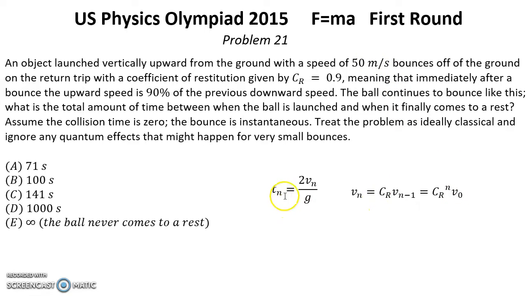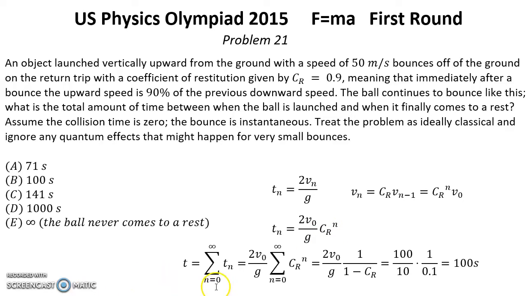Now we can put this into the expression and find that T_n equals 2V0 over g multiplied by CR to the power n. And the total time will be this sum from n equals 0 to infinity. After all, we have a sum of a geometric progression, which has this form. And the final result is 100 seconds.